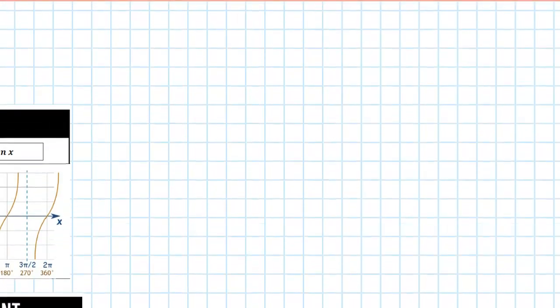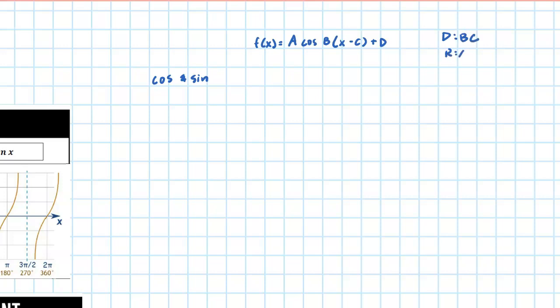Okay, so let's look at cosine and sine. So if we had a function f of x equals a cosine or sine, which behaves similarly, plus d, and we can use Sham's DBQ is rad.